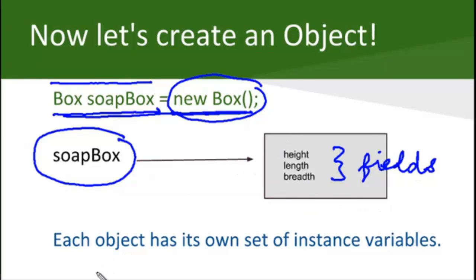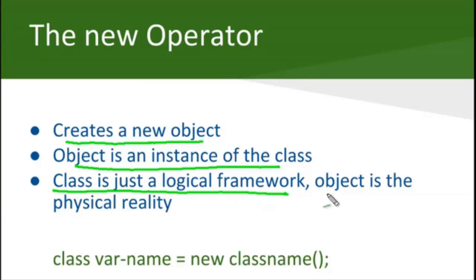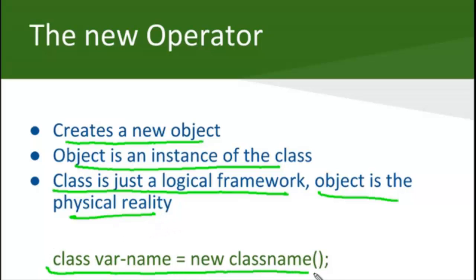Each object will have its own set of instance variables. So now soapBox has its own height, length and breadth. This is how we create the object using the new operator. The new operator creates a new object, and we know that an object is an instance of the class. But remember, class is just the logical framework. Object is the actual physical reality. And this is the syntax of creating a new object.